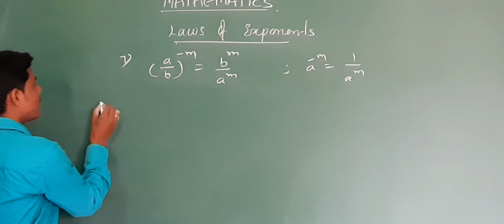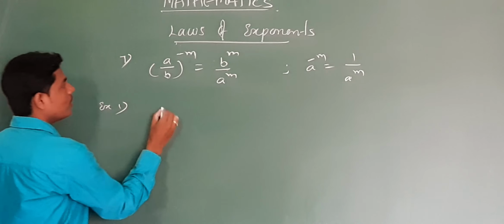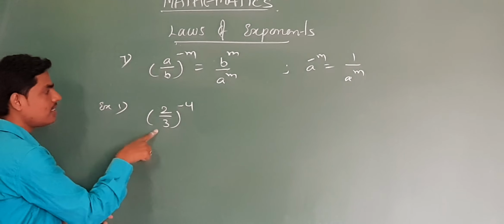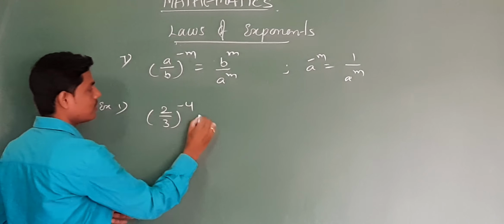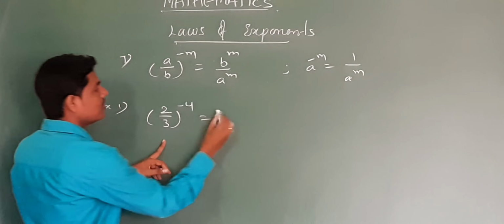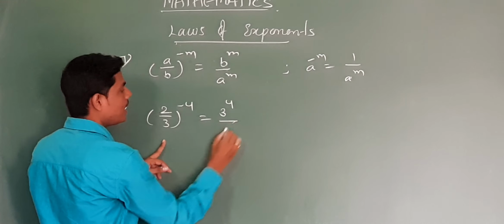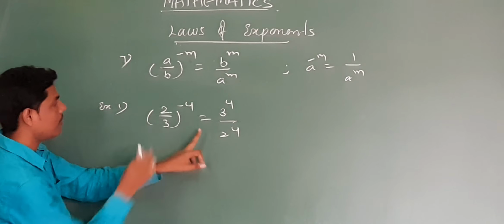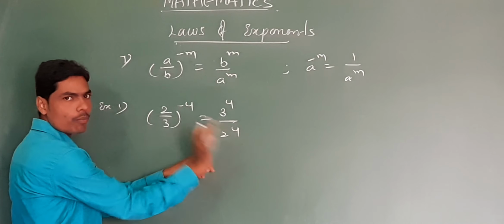Now take one example on this. 2 by 3 whole to the power of minus 4. A fraction with a negative power. So we can take this as 3 to the power of 4 by 2 to the power of 4. Instead of 2 by 3, take 3 by 2, and the power is given to both the numerator and denominator.